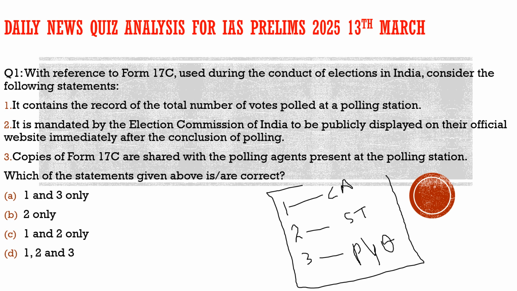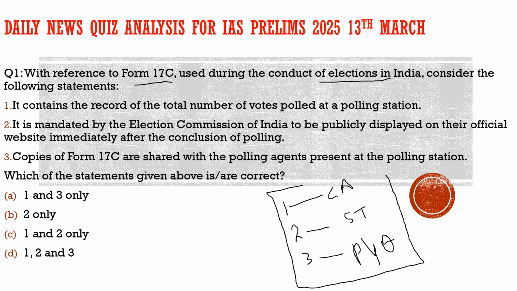As you can see on the screen, the question is basically about Form 17C. Before going to the context of this question, why we brought it and how we reached it, we will first solve the question, then discuss all that. Here the question says: with reference to Form 17C used during the conduct of elections in India, consider the following statements. We need basic information about Form 17C because it is often mentioned in the news and we need to know about it. So let's see what its functions and characteristics are.